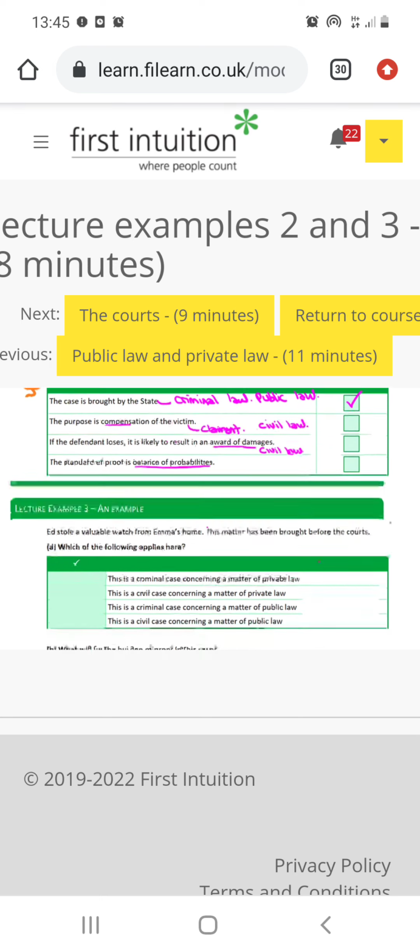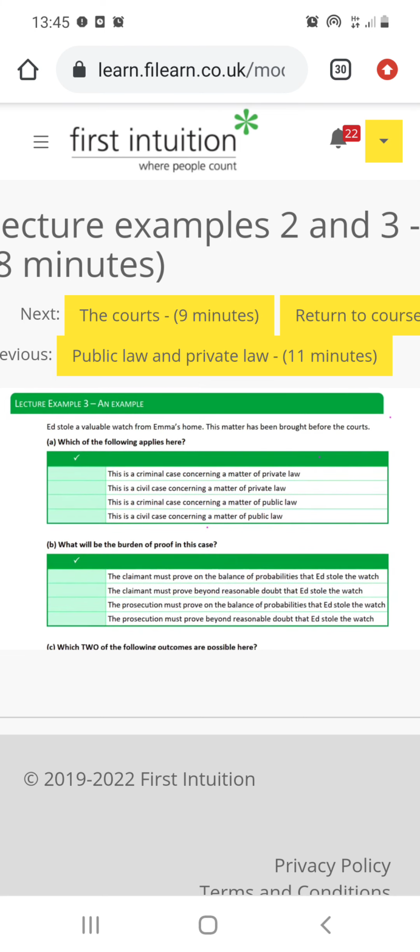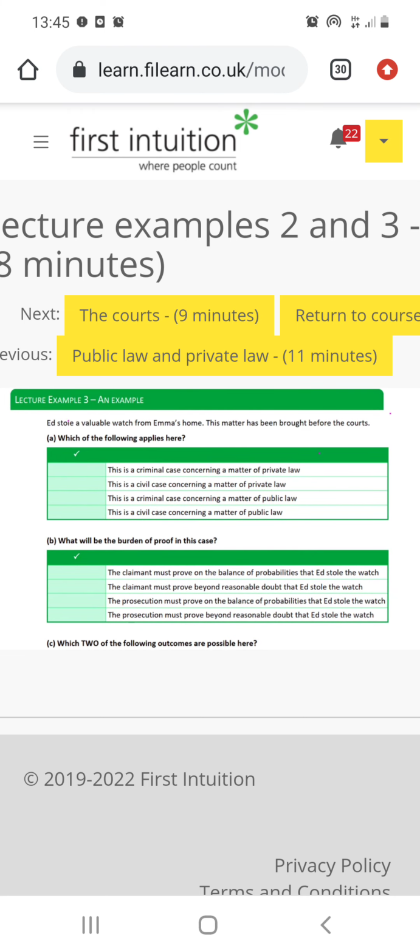Let's move on and have a look at lecture example 3. Ed stole a valuable watch from Emma's home. This matter has been brought before the courts. What we need to answer here is which of the following applies. So, stealing, theft, this is something that the state do not want to encourage. So, this is a criminal case.